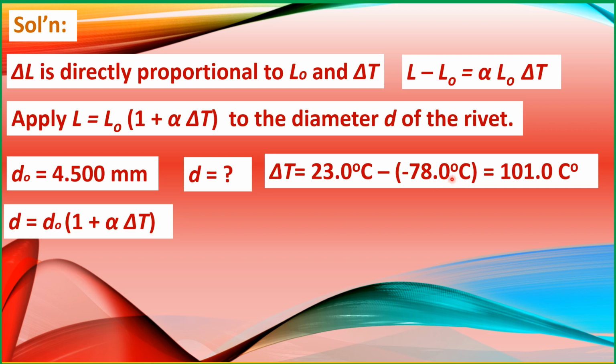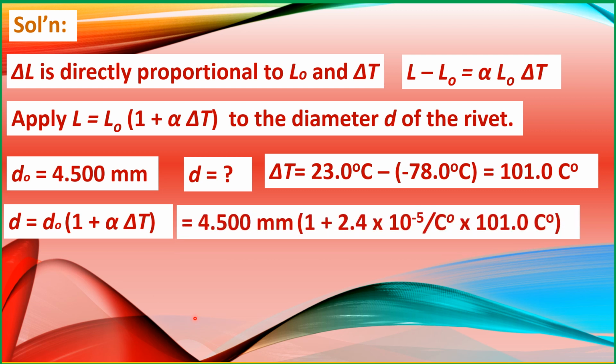Alright? This initial temperature, negative 78.0 degrees Celsius, is the corresponding temperature of the material with an initial diameter of 4,500 millimeter. Alright? So, the change in temperature, 101.0 degrees Celsius, is what we're going to use in this formula when we substitute the given data.